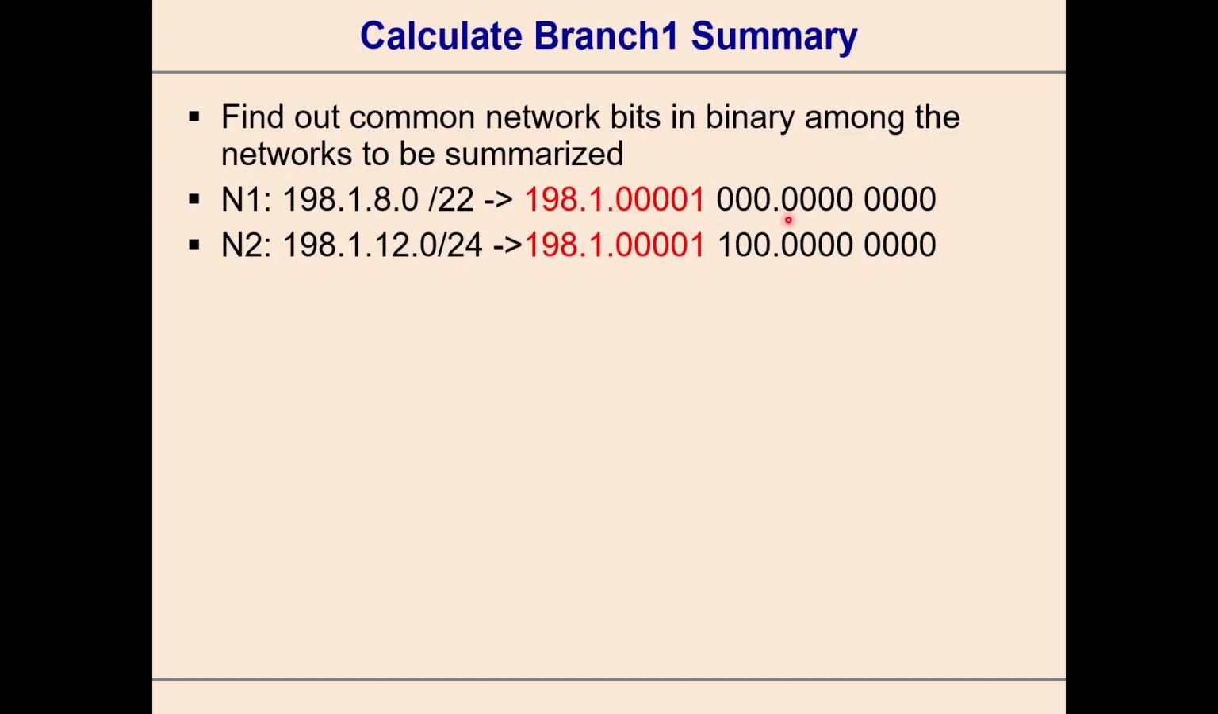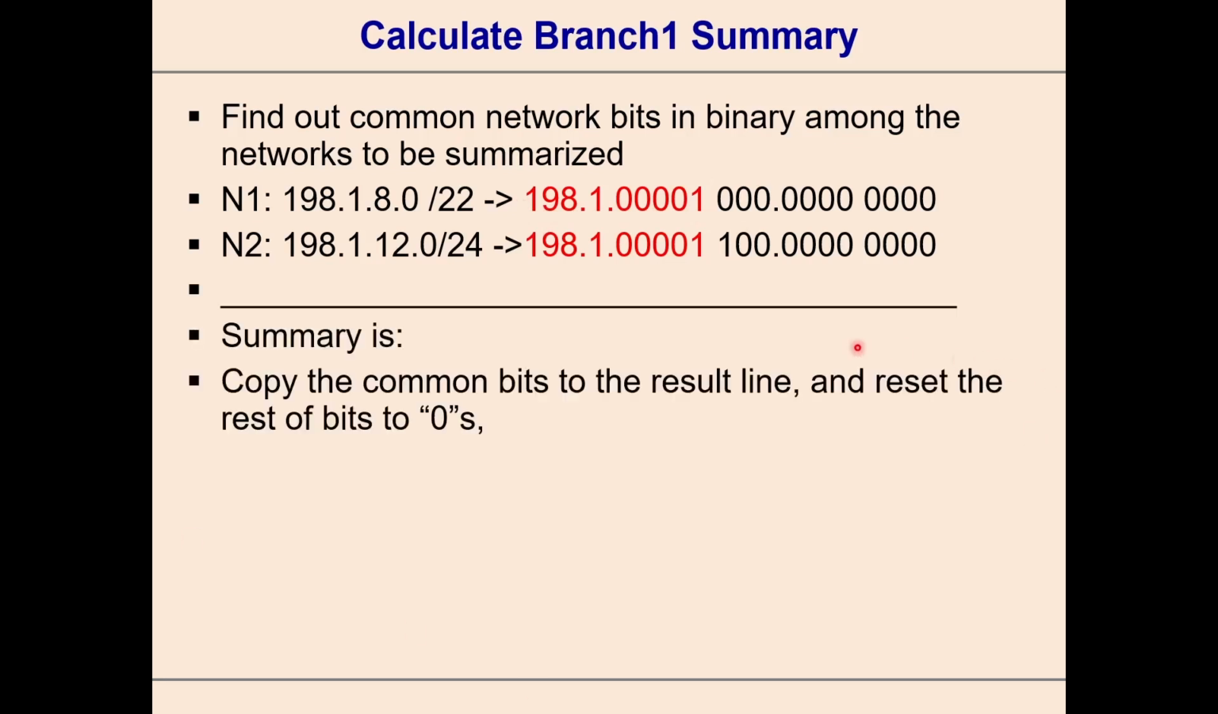So the third octet is 00001000, that's 8, for the first network. For the second network, 12 in the third octet in binary is 00001100. And we also write the last octet in binary. Now, in order to calculate the summary, we simply compare the 2 networks, looking for the common matching bits from the leftmost towards the right.